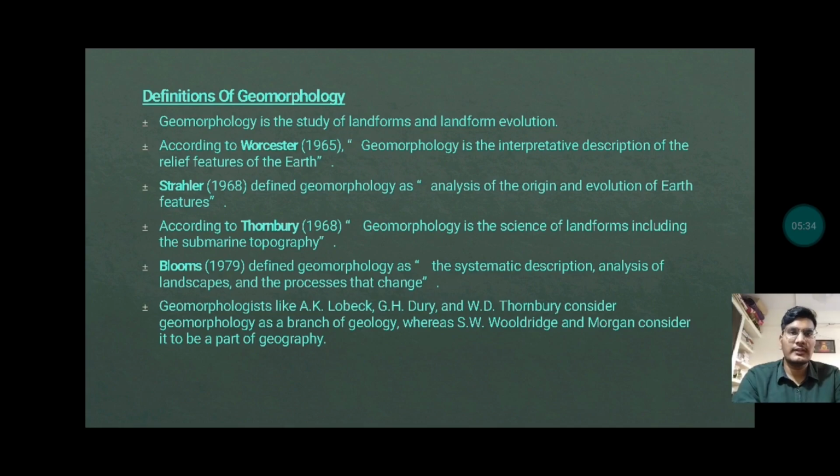Now, geomorphology as a subdiscipline has its own dichotomies. Some geographers argued that it should be part of geology. Others are in favor of making it a part of geography. Scholars like A.K. Lobeck, G.H. Dury and W.D. Thornbury considered geomorphology as a branch of geology, whereas S.W. Wooldridge and Morgan considered it to be part of geography.